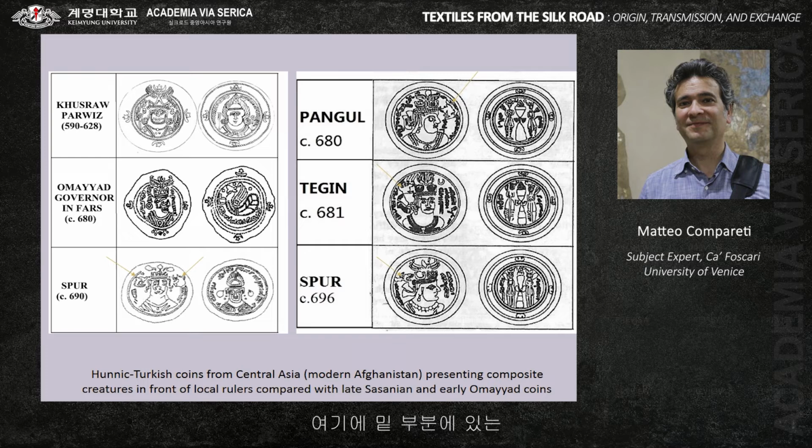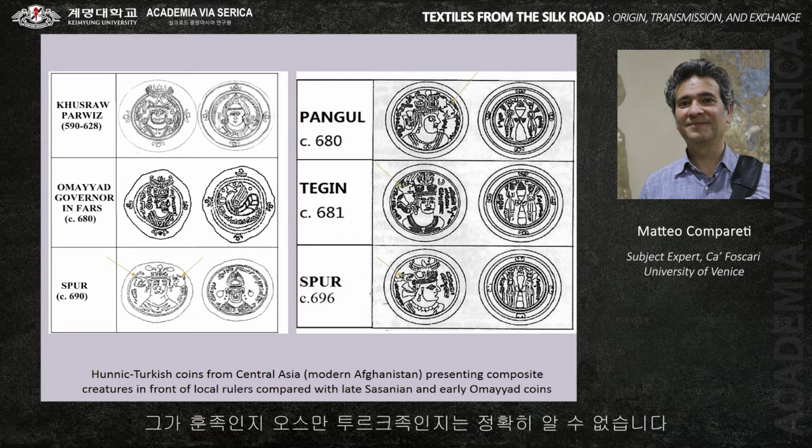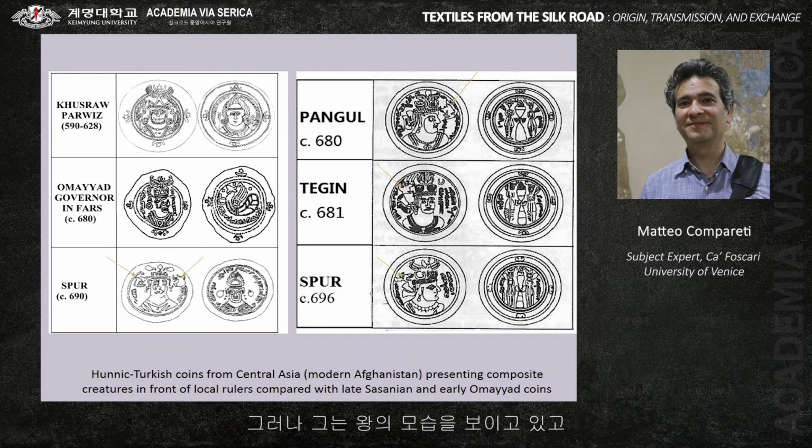And in the lower part here on the left side of the slide, I'm showing you a coin of a king called Spur. We don't know exactly if he was a Hun or a Turk, but he has the image of a king, of himself, with two of these creatures beside. And on the other side of the coin, we have again this god with the flaming nimbus, the halo of flames. And in Hunnic or Turkish coins during the 7th century, we have this creature everywhere.